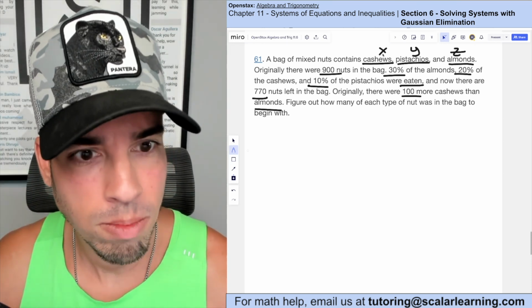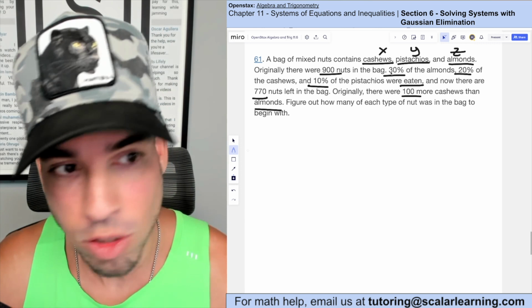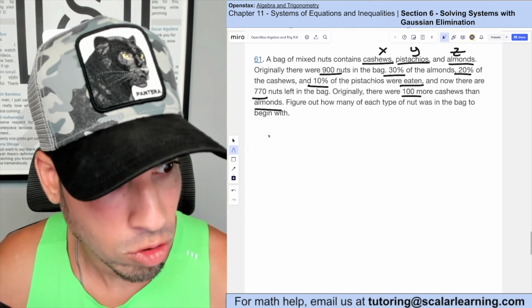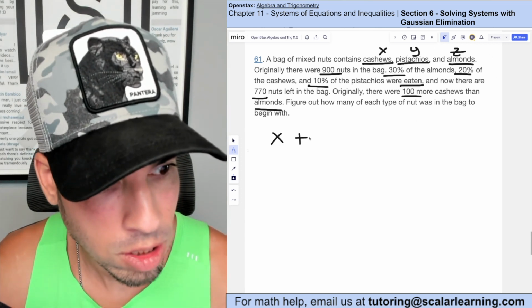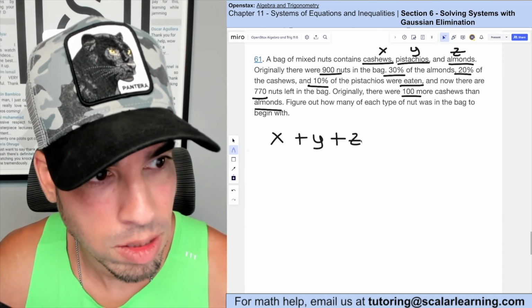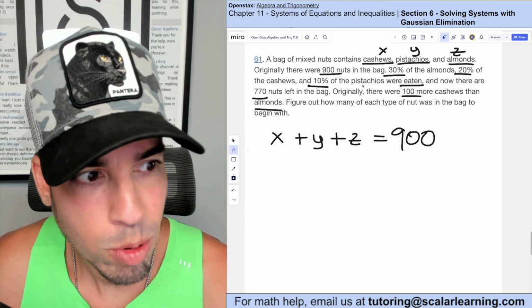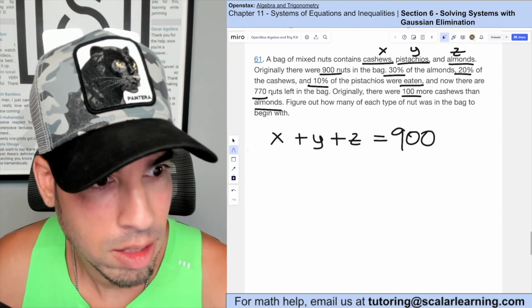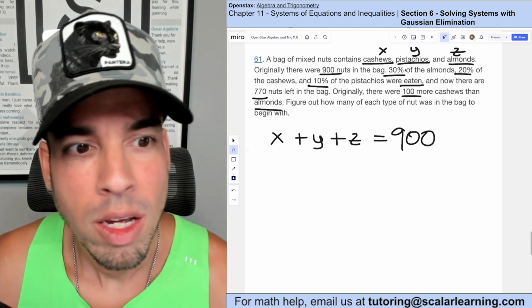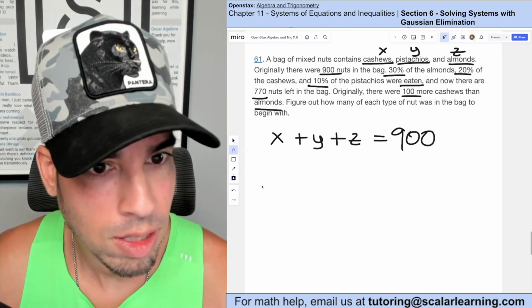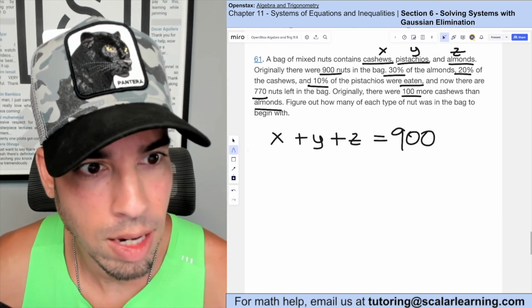And again, this is going to be the amount of almonds, pistachios, and cashews. So the first equation is just the amount of each. X plus Y plus Z is equal to 900. So these are the original amounts. Then when these percentages were eaten, this is how much was left in the bag. So if 30% was eaten, how much is left, right? That's 70%. And that's for the almonds.